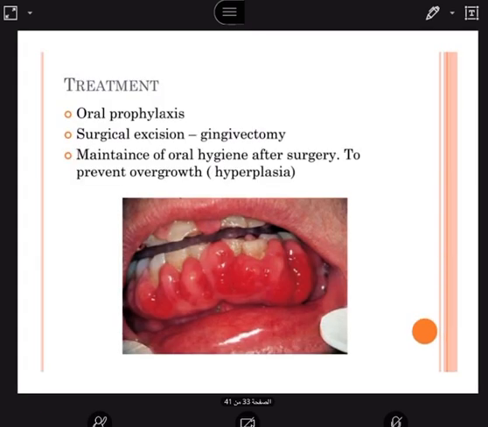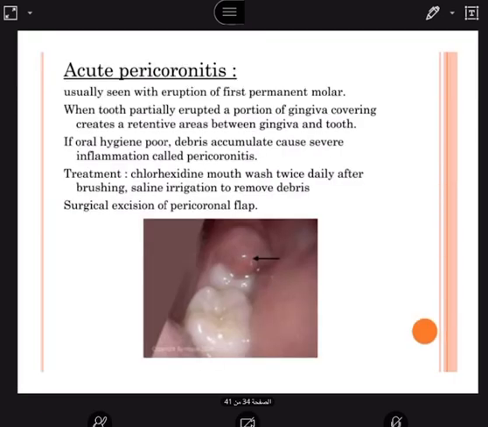Treatment: again, you will do oral prophylaxis and surgical excision. You will have to do gingivectomy. If you look at this picture, you will find all these are pseudo pockets, not true pockets. Maintenance of oral hygiene has to be done after surgery to prevent the overgrowth of gingiva, or to prevent gingival hyperplasia. Now coming to the next condition, which is acute pericoronitis.